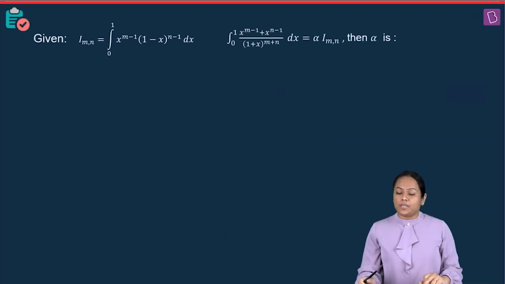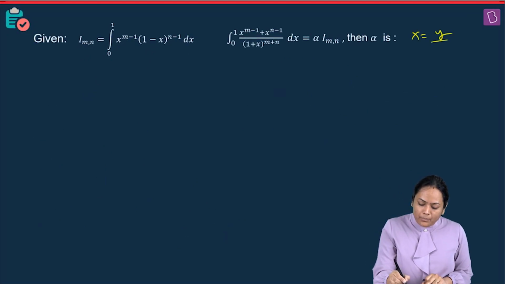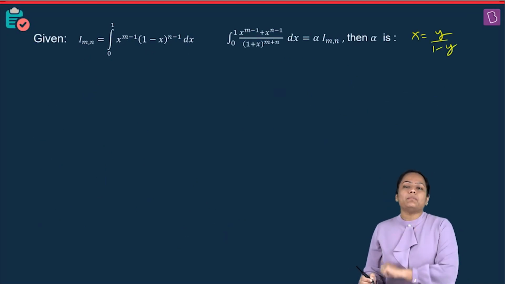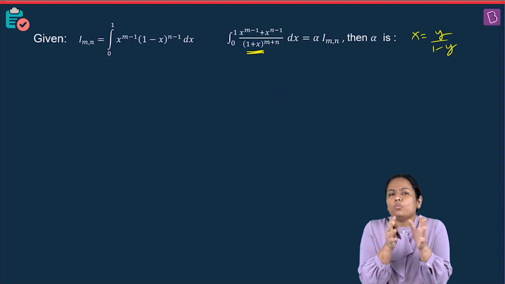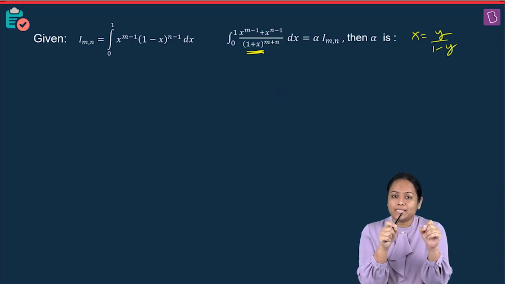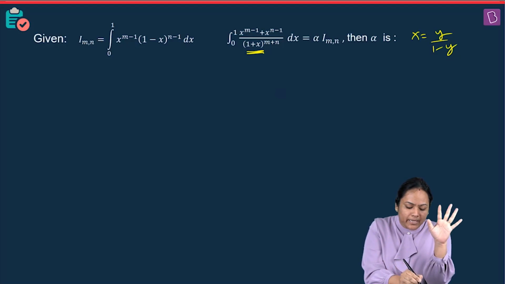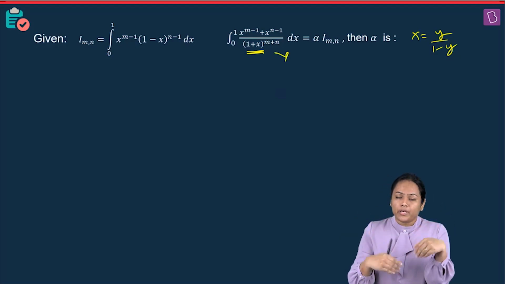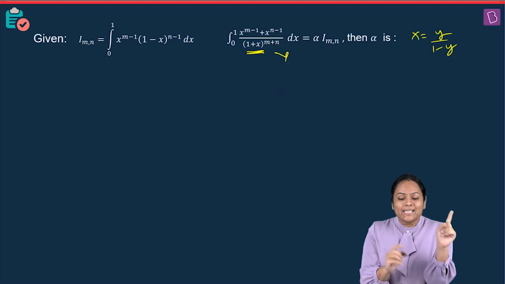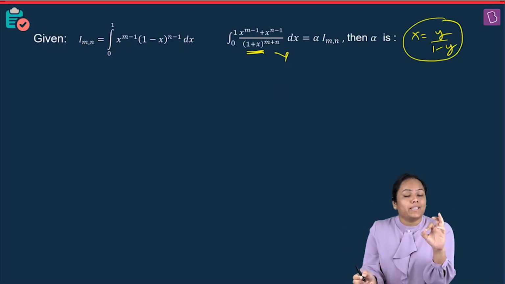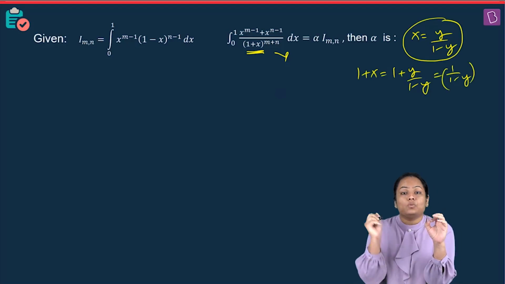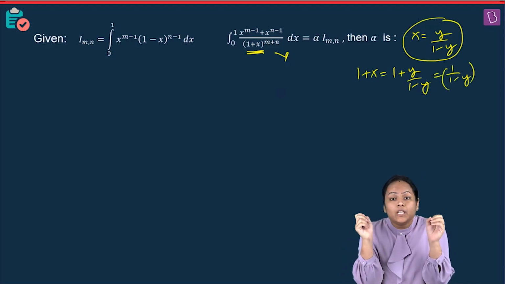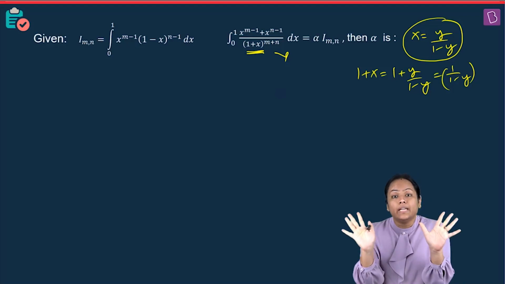So here I am going to substitute x as y upon 1 minus y. Why am I doing that? Because in the denominator I have 1 plus x. What I want is to create this 1 plus x as 1. That means I want to eliminate the denominator part and bring all the terms in the numerator. So when I substitute x as y upon 1 minus y, my 1 plus x value will become 1 plus y upon 1 minus y, that is 1 upon 1 minus y. And 1 minus y can be taken in the numerator, right? So that was the hint over here.